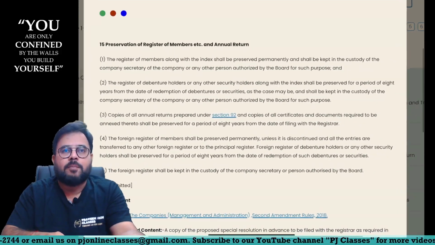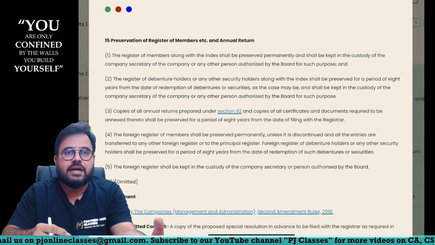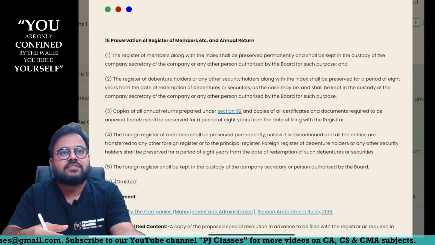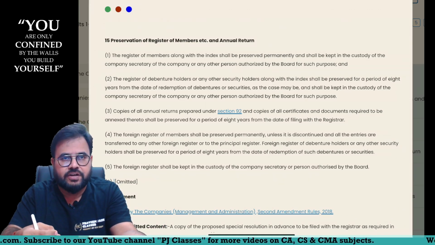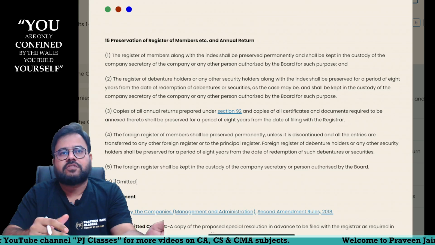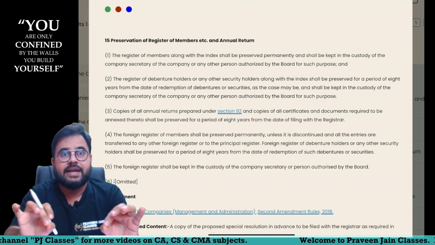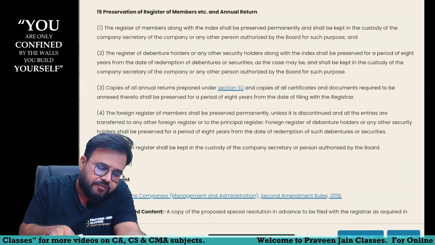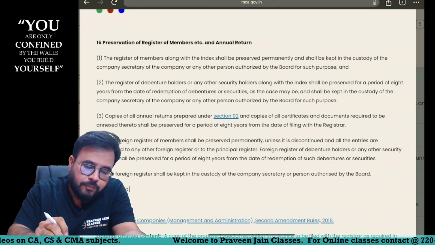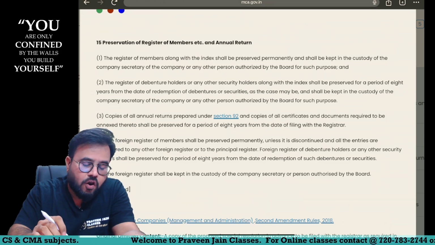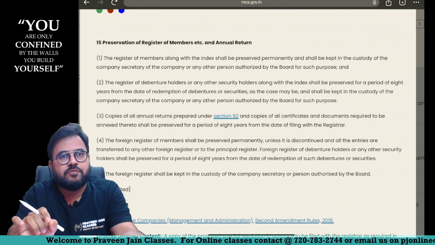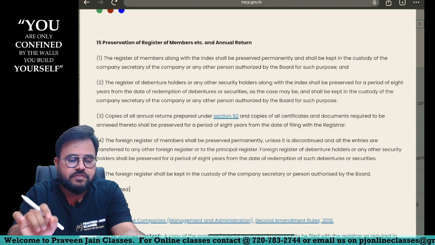Obviously, remembering rule numbers will become a bit difficult, sir. So here you can directly cite the section number. Though it was asked as an MCQ, if it is asked in a theoretical manner, sir, it is always better to write the section number and then write the corresponding rules, or you can write the name of the rules, sir. Now, rule number 15 is what we are talking about. If you can see here, 15 sub rule number 1, the register of members along with the index shall be preserved permanently. So register of members, MGT 1 was the form number, sir. It has to be preserved permanently.